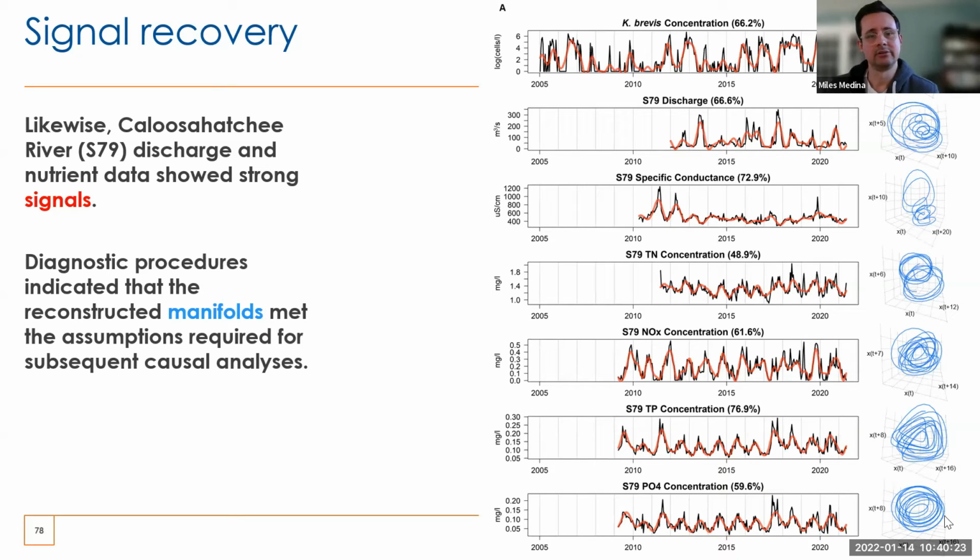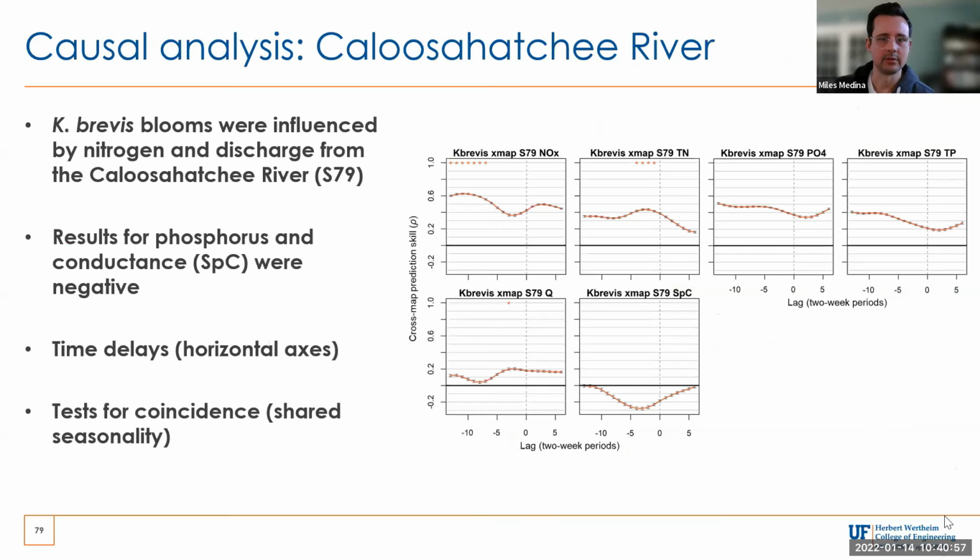Okay, likewise, we recovered signals from the Caloosahatchee River discharge and nutrient data. So we have discharge, specific conductance, nitrogen, and phosphorus at the S79 station. As you can see, the phase space manifolds each show an organized structure that indicates systematic patterns of behavior in these variables. And we also run these through some diagnostics to quantitatively test for the kind of structure that we need to justify doing the causal analysis.